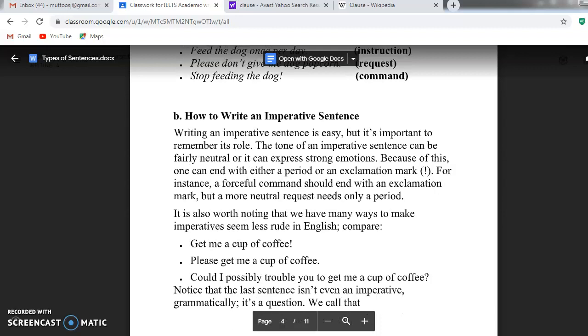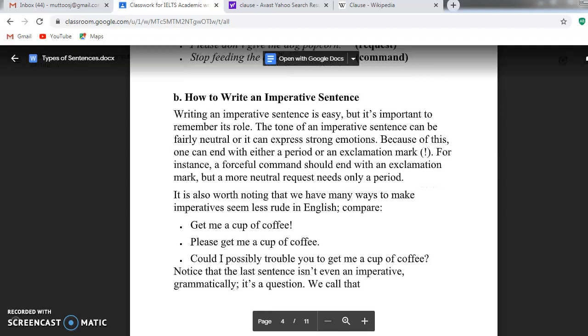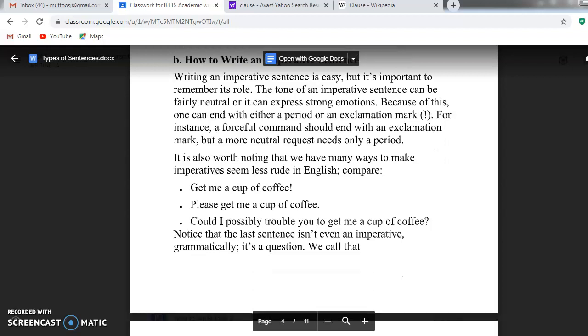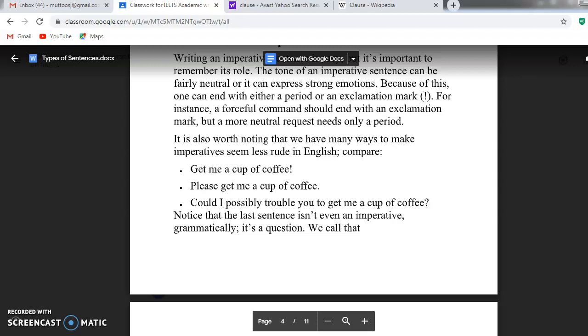The imperative sentence can be fairly neutral or it can express strong emotions. Because of this, one can end with either a period or an exclamation mark. Example: get me a cup of coffee. Please give me a cup of coffee. See the difference?